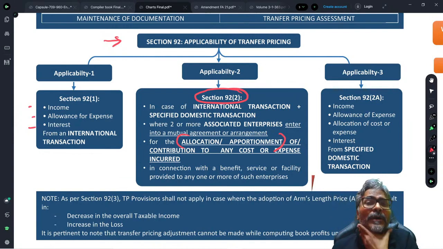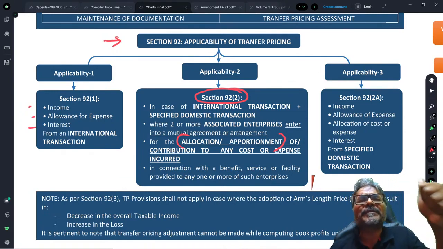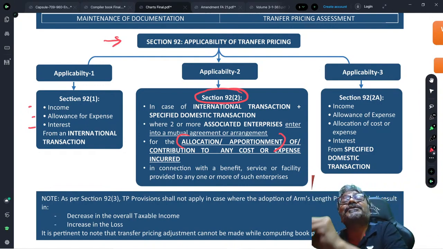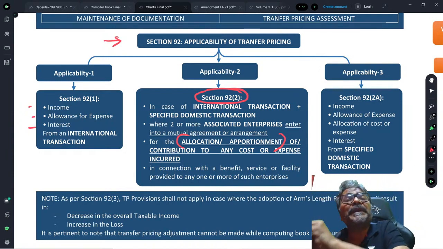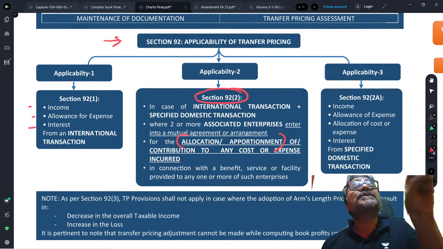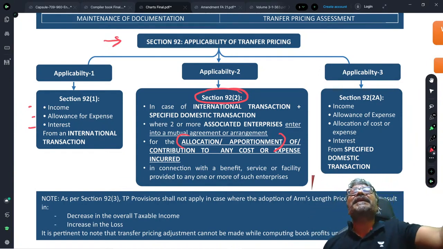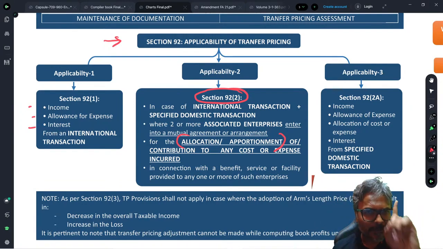The third one, students, is about the specified domestic transaction. This is a very unique part, which we will discuss towards the end, SDT, the specified domestic transaction. So, students, the first one, 92.1, applicability of transfer pricing provision: any income, expenditure or allowance arising from an international transaction, then in that case the transfer pricing provision will apply, in which case we need to determine the ALP and then check whether the transfer price charged in that international transaction is having regard to the arm's length price. That is point number one.